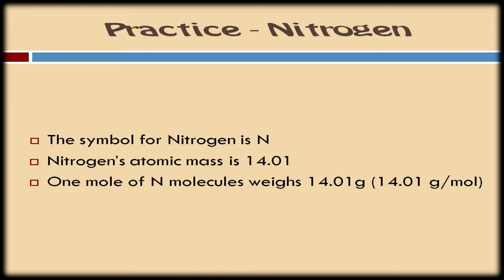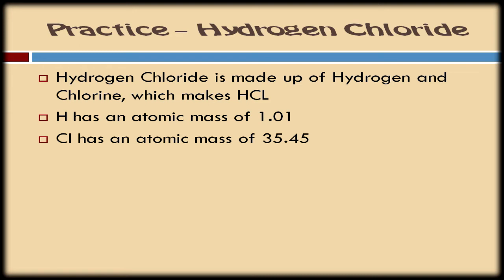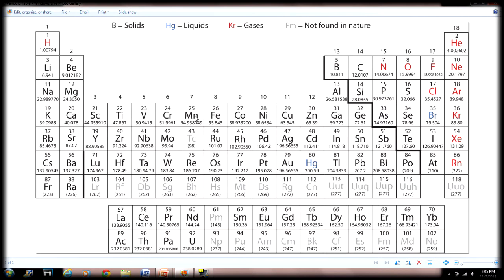Now let's move on to something harder. Let's practice hydrogen chloride. Hydrogen chloride is made up of hydrogen and chlorine, which makes hydrogen chloride, HCl. Now, hydrogen has an atomic mass of 1.01, and chlorine has an atomic mass of 35.45. I'll show you guys on the periodic table. Hydrogen has a mass of 1.00794, rounded to 1.01, and chlorine has a mass of 35.4527, rounded to 35.45.